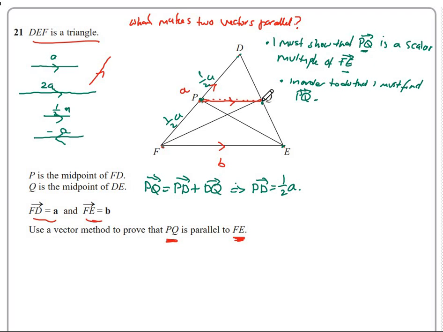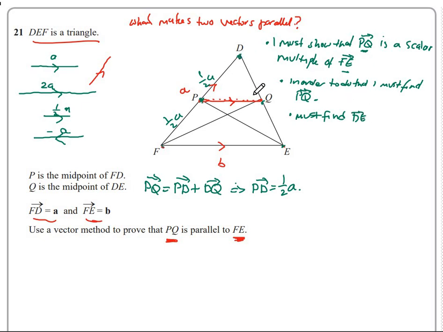Now I need to find DQ. There's not really any way of finding DQ yet, because nothing's given here. For me to find PD, I had to know this whole length FD. The whole length FD was A, so I reasoned that P is the midpoint of FD, so this part must be half A. However, I don't know what DE is, so I must find DE.